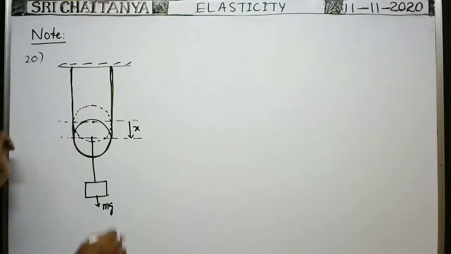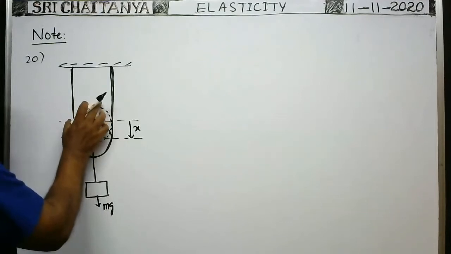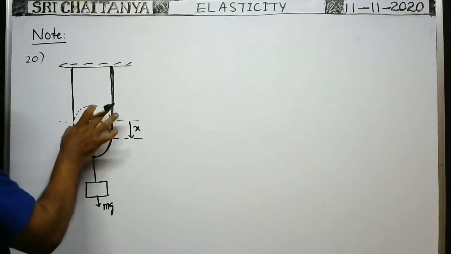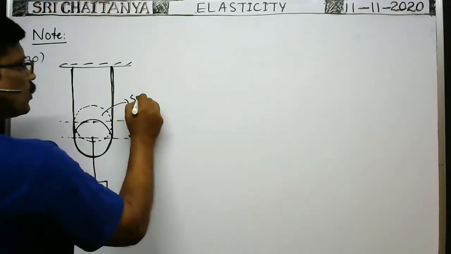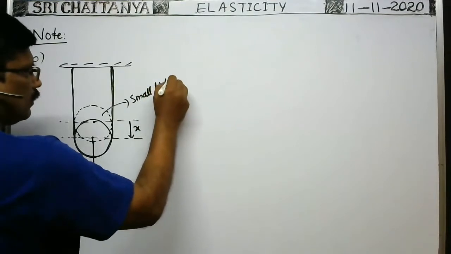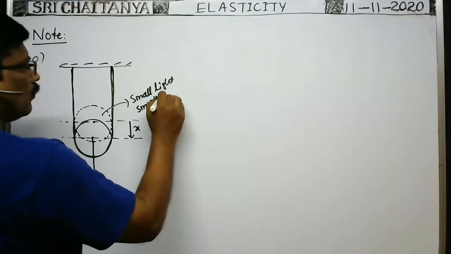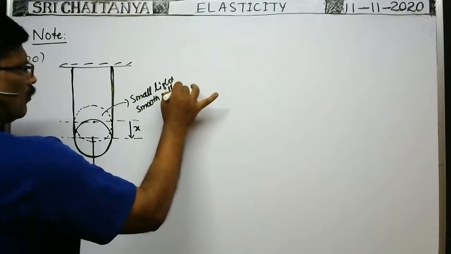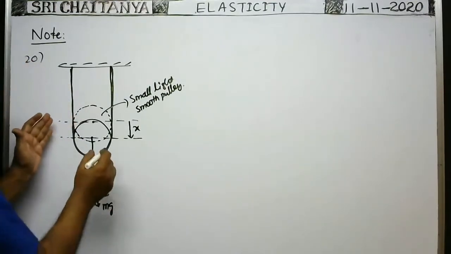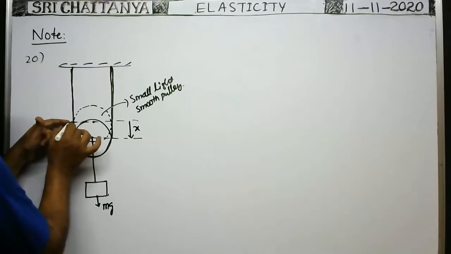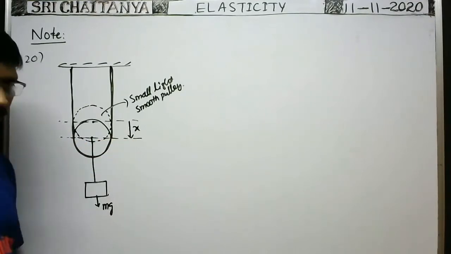When the load is here, the pulley is a light frictionless pulley. That's why when the load is suspended here, the strings will not elongate. It is the small, light, smooth pulley, or frictionless pulley. That's why the length of the string over the circumference of the pulley can be neglected, ignored.